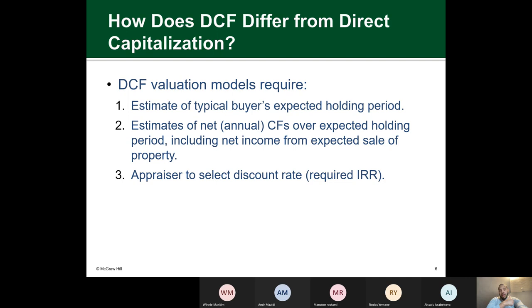First off, they are estimating a buyer's expected holding period. How long are you going to keep this property? If you're keeping the property, how long are you going to use it for its current use, or make it more efficient and go to its highest and best use? How long is that going to take you? What are you estimating that the property is going to make over the next 10 years, if that's how long you're going to hold it, as well as how much you're going to expect to make from the sale of the property?